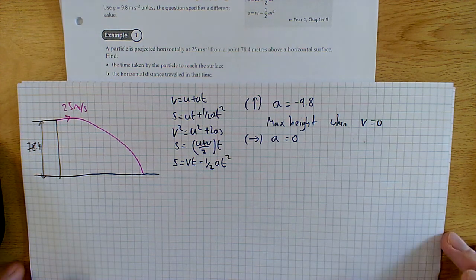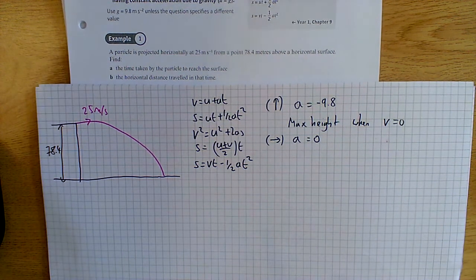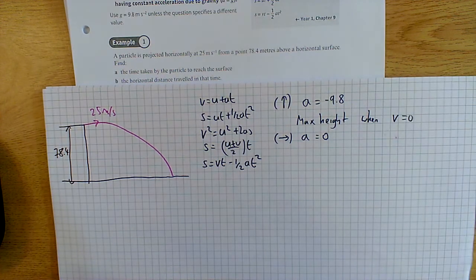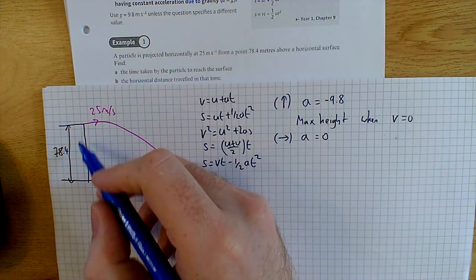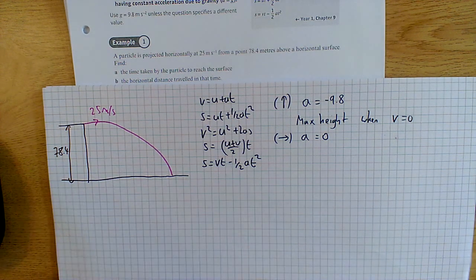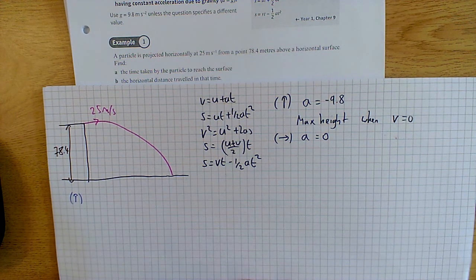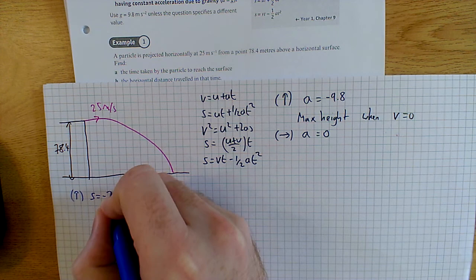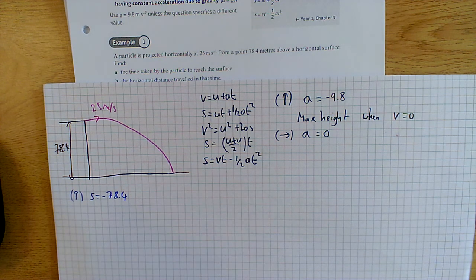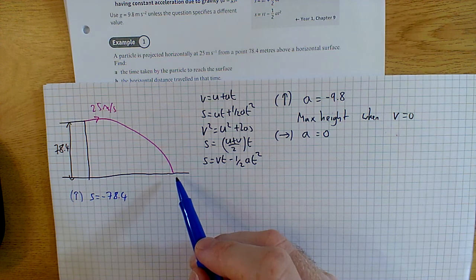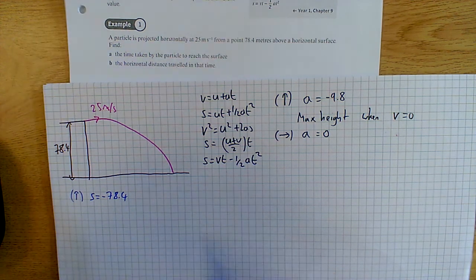Let's have a look at what the question is actually asking us. It's asking for the time taken by the particle to reach the surface. So we have to decide whether we're going to resolve upwards or across. For it to reach the surface, it needs to be 78.4 meters below the starting point. So we need S to be equal to minus 78.4, because that's when it has travelled 78.4 down and will have reached the surface.